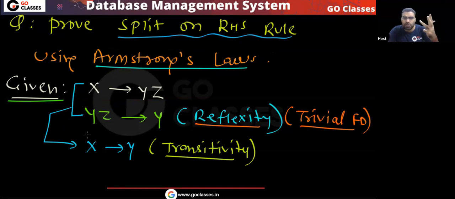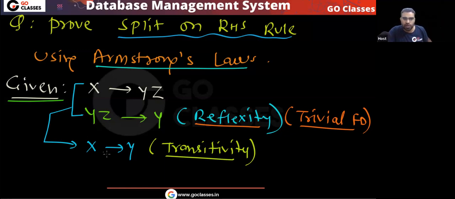Why are these three laws called Armstrong law? Why are these three laws special? These three laws: reflexivity, transitivity and augmentation. These are special because you can prove every other law using these laws. Is this clear? So that is the reason.